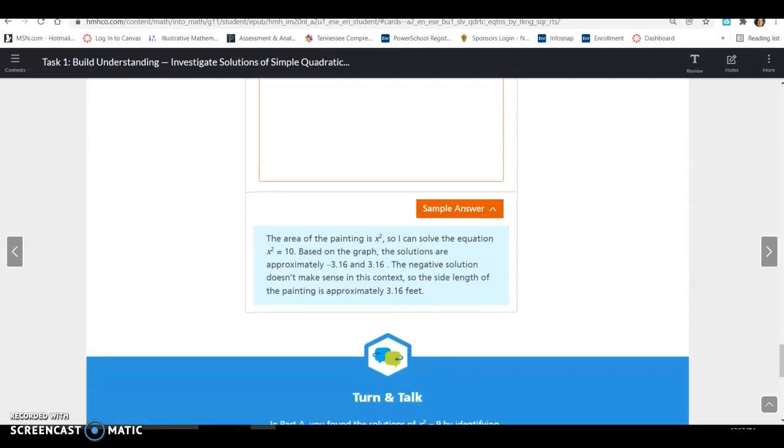All right, the area of the painting is x squared, so you can solve the equation x squared equals 10. Based on the graph, the solutions are approximately negative 3.16, which wouldn't make sense. If you're talking about the area, it has to be positive, so 3.16. So the negative solution doesn't make sense, so the side length of the painting is approximately 3.16 feet.